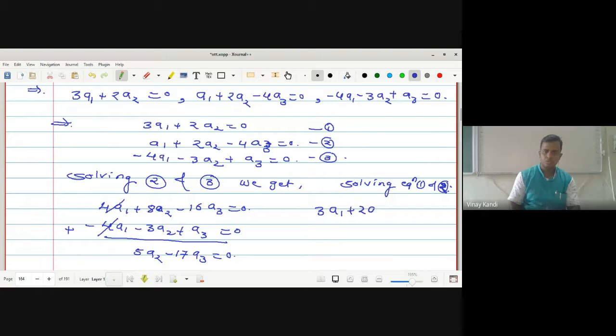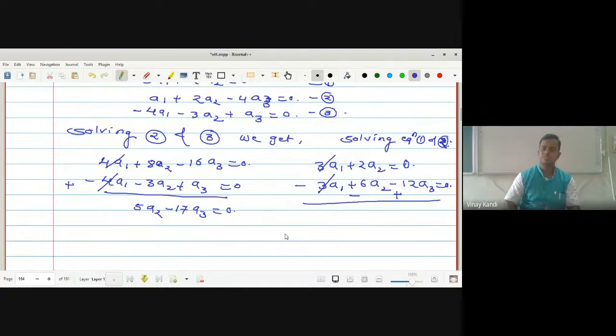What is equation 1? 3a1 plus 2a2 is equal to 0. What is equation 2? a1... So multiply here by 3. So what we get? 3a1 plus 6a2 minus 12a3, which is equal to 0. Okay, subtract from equation 1 this one, so this is minus, this is plus. So this gets cancelled. 2a2 minus 6a2 is what? Minus 4a2. So this is plus 12a3, which is equal to 0.